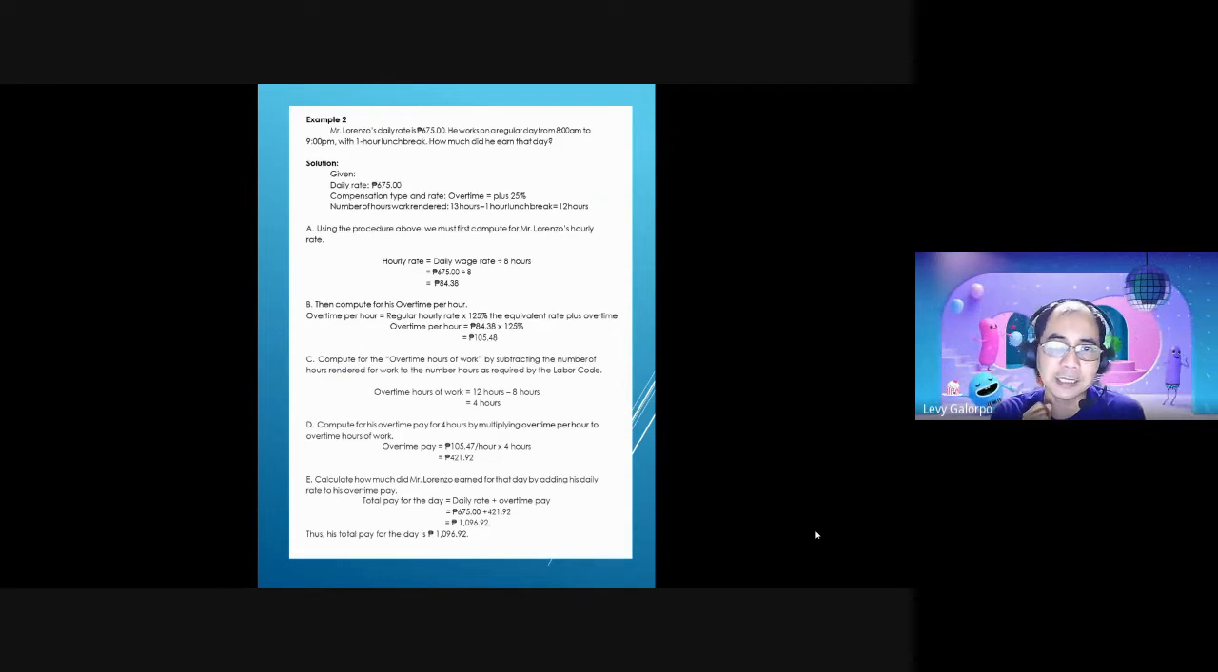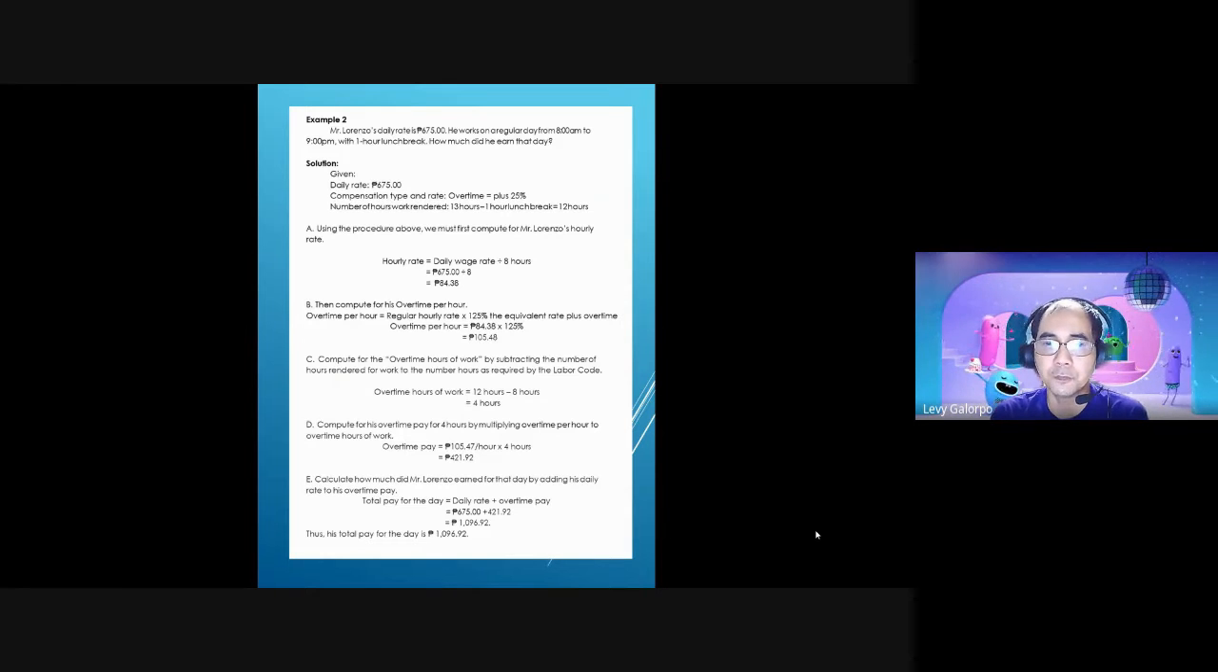So, ang daily rate niya ay 675 pesos. Ang overtime niya, dagdagan natin ng 25% ng yung hourly rate. Paano nakuha yon? 675 pesos divided by 8 is equals to 84.38. Yan ang kanyang hourly rate. So, apply na natin yung overtime rate which is 25%. So, paano natin kukunin? 84.38 times 125% na. Therefore, ang overtime per hour ay 105.48.